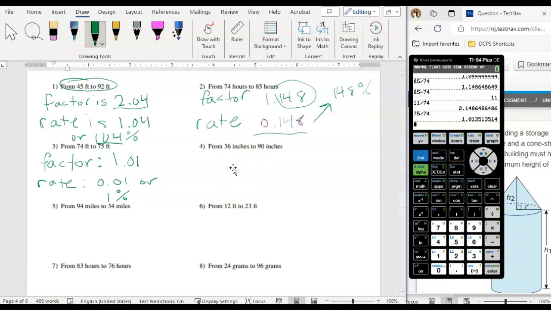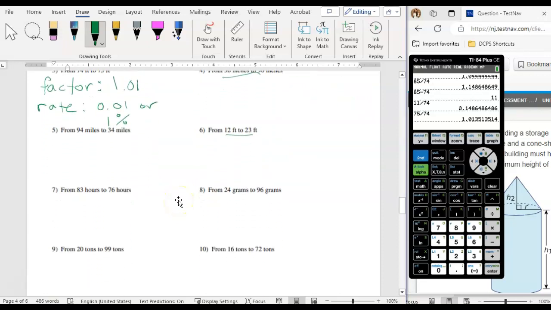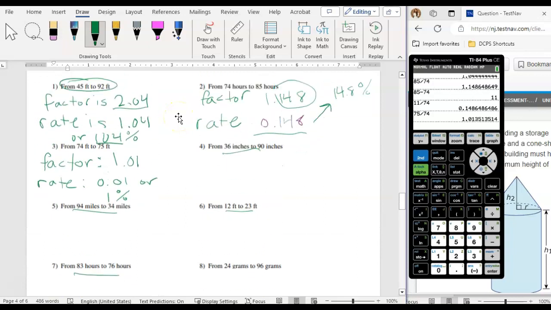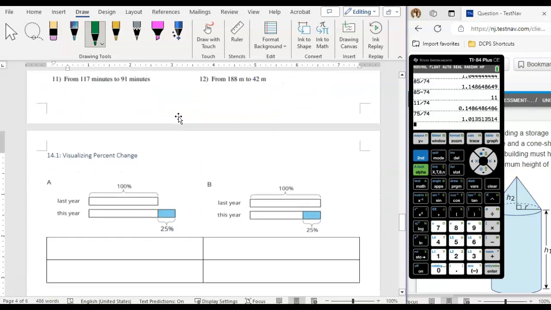These are not all growth factors. These are growth factors, so you should have a factor that's greater than 1, right? And then a percent increase. And then this one right here, for example, and this one right here are decay factors. Things are going down. So you should have a factor that is less than 1. And in this case, we're looking at a percent decrease. All right, so make sure for each of these you show the factor and the rate.